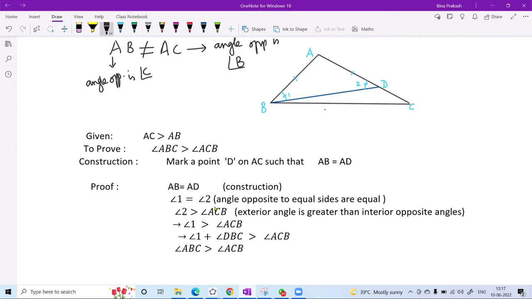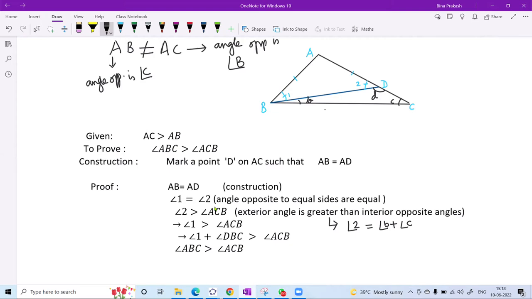We have angle 2 as exterior. This is exterior to the angle BDC. If I name this as B and this as C, we have a relation that the exterior angle is the sum of the interior opposite angles. So angle 2, which is exterior, exterior means the two together should form 180 degrees. They are part of the straight line ADC.